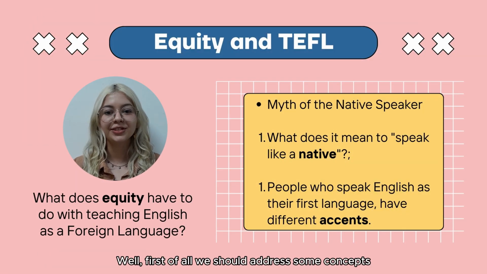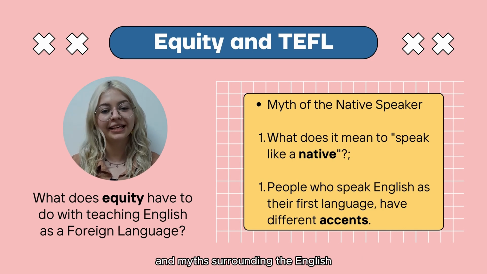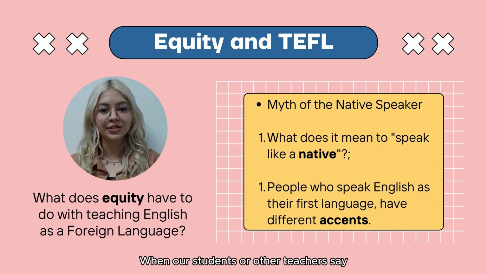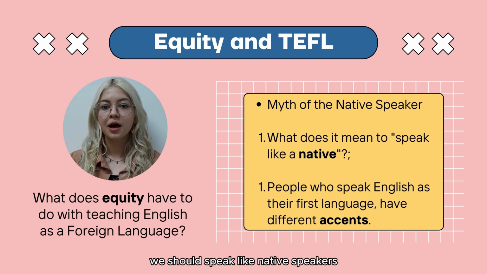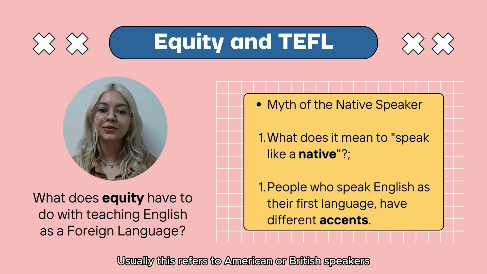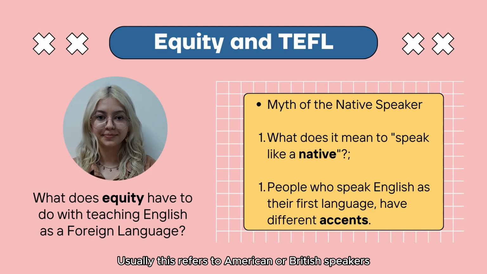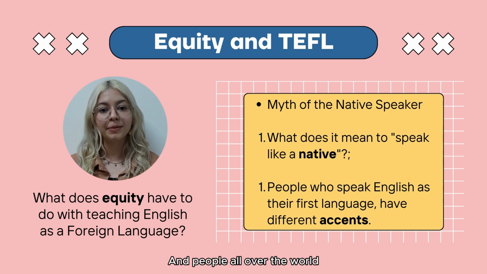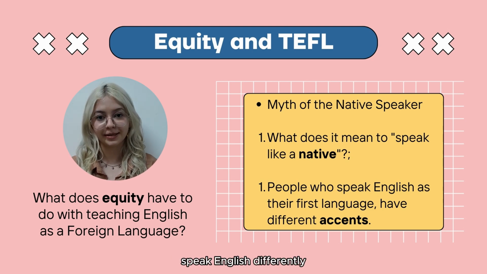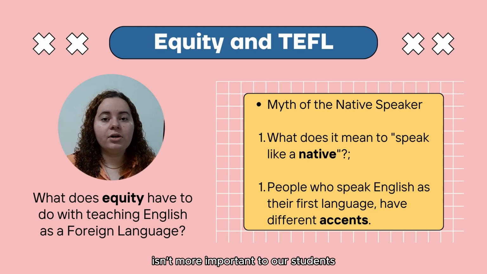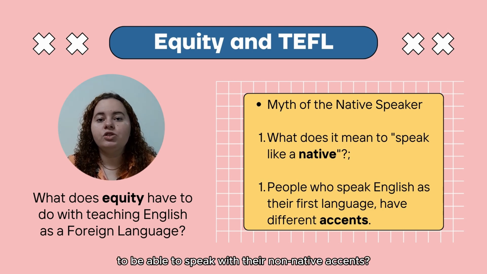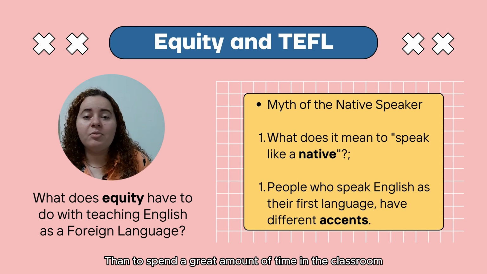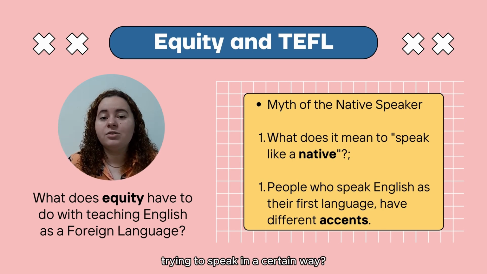Well, first of all, we should address some concepts and myths surrounding the English classroom, such as the myth of the native speaker. When our students or other teachers say we should speak like native speakers, what does that even mean? Usually, this refers to American or British speakers. After all, even people who speak English as their first language have different accents, and people all over the world speak English differently. When we think about equity, isn't it more important for our students to be able to speak with their non-native accents, rather than spend an amount of time in the classroom trying to speak in a certain way?